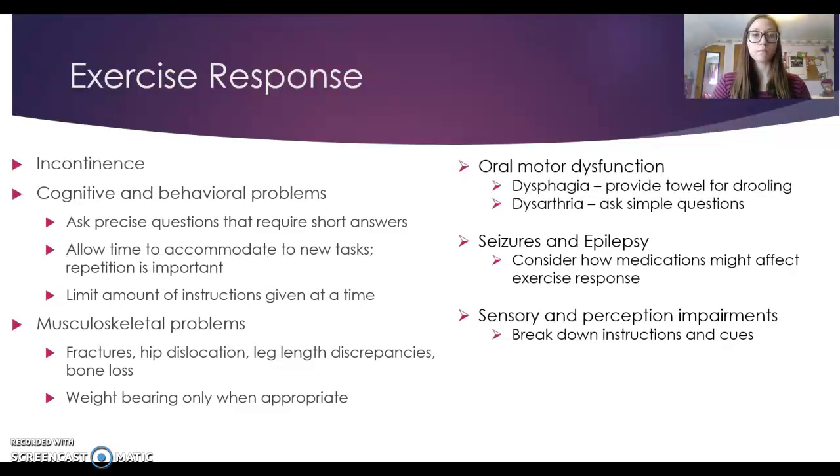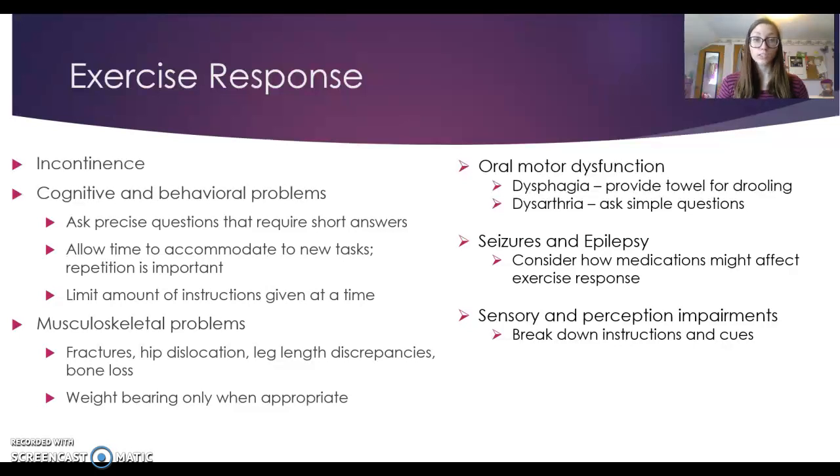Musculoskeletal problems are common among individuals with CP, so fractures, hip dislocations, leg length discrepancies, and bone loss may occur, so in which case you want to only bear weight when appropriate. Individuals who are prone to fractures may benefit from swimming. And then individuals who have hip dislocation or have had it in the past need to be cautious of putting any pressure on those hips to avoid a hip dislocation again.